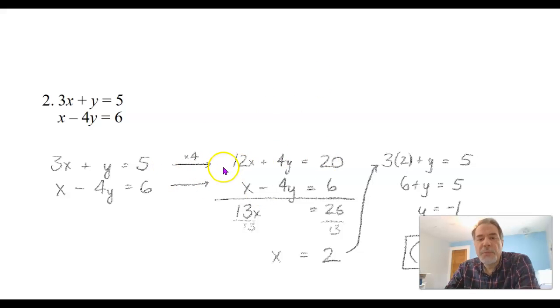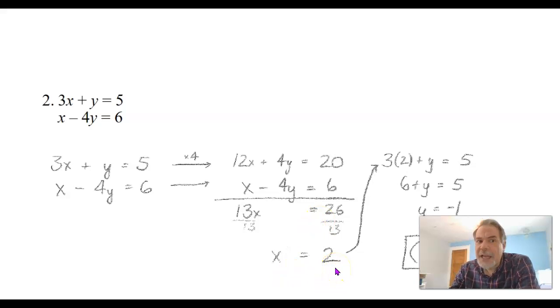So I've chosen to multiply both sides of the top equation by 4. That turns it into 12x plus 4y equals 20. And I just slid the bottom equation over, and then I added them, and I got the 12x plus the x is 13x. The 4y and the negative 4y kill each other off because they add up to 0. The 20 plus the 6 add up to 26. So now I have 13x equals 26. Divide both sides by 13, you get x equals 2.